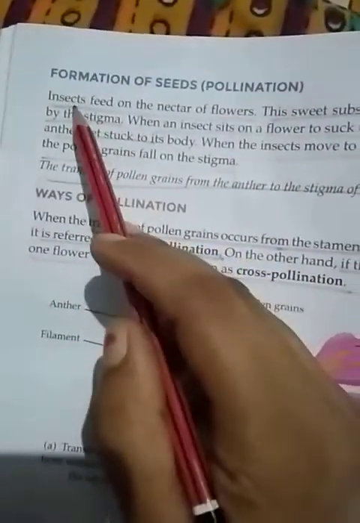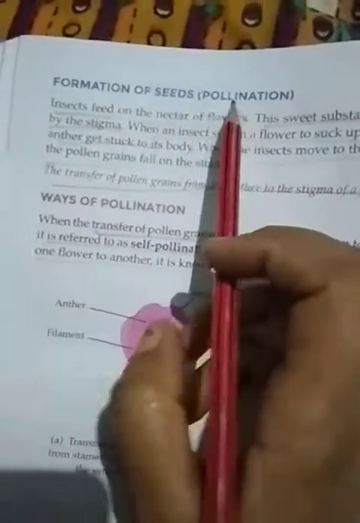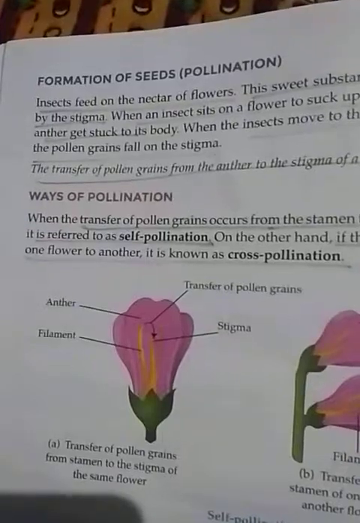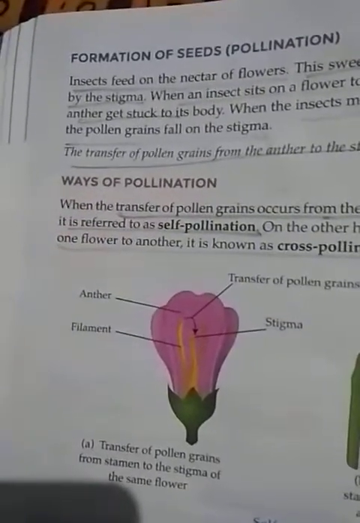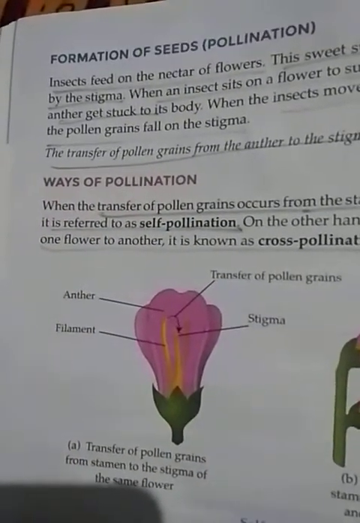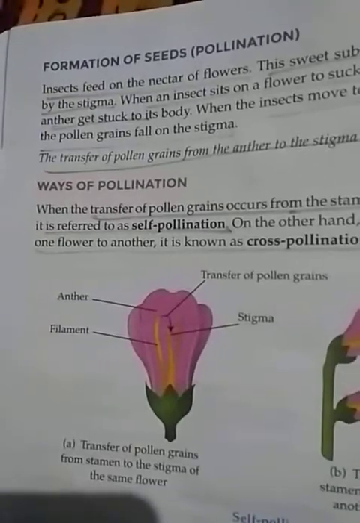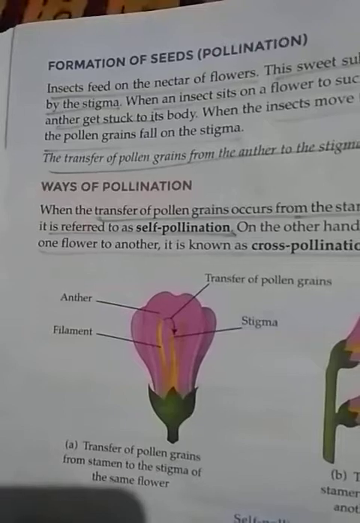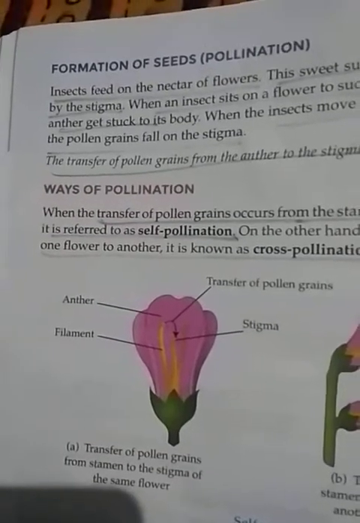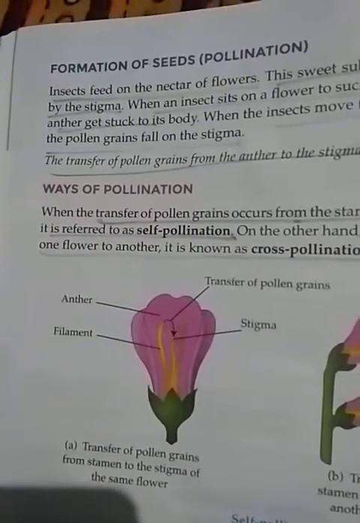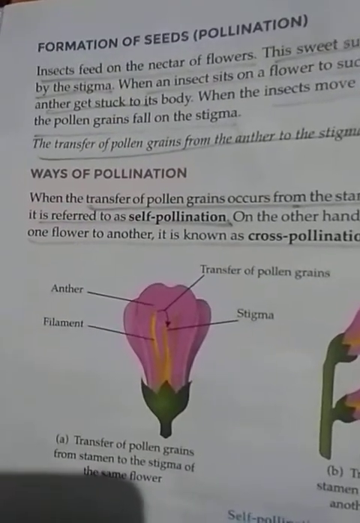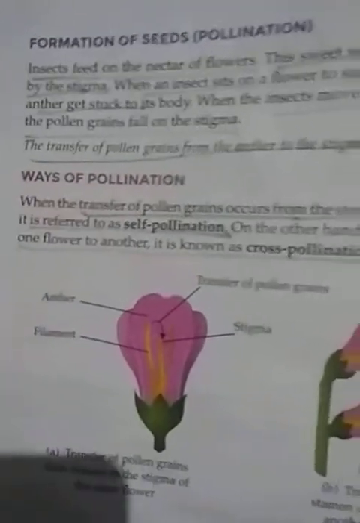Insects feed on the nectar of the flowers. So what is nectar? One sticky kind of substance is present in every flower, and it's very sweet in taste. So what does this insect do? They sit on the different plants and just feed on it. They eat this nectar, take this nectar as their food.